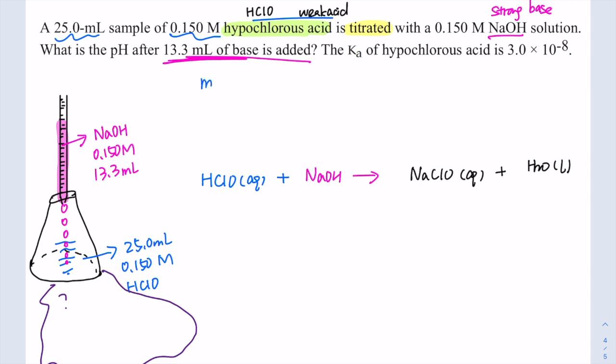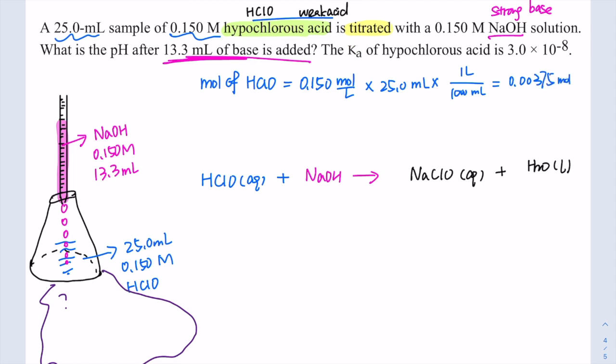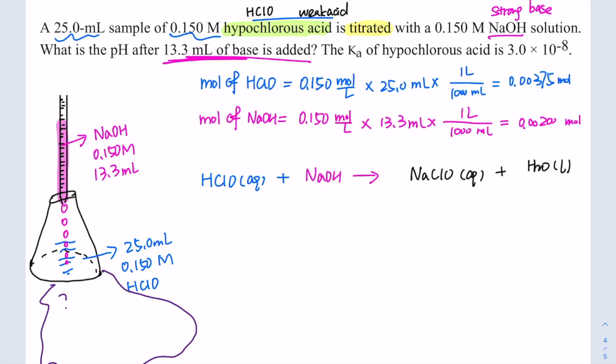So we have moles of the acid. That's easy to calculate since we're given the concentration and the volume. Molarity is moles per liter, times 25 mL, and of course we can handle the conversion. This comes out as 0.00375 moles of the acid. And then we can also calculate moles of the base, so moles of sodium hydroxide. We do a similar calculation: 0.150 times 13.3 mL, where 1 liter equals 1,000 mL. This gives me about 0.002 moles. Of course, you can keep the appropriate number of significant figures.